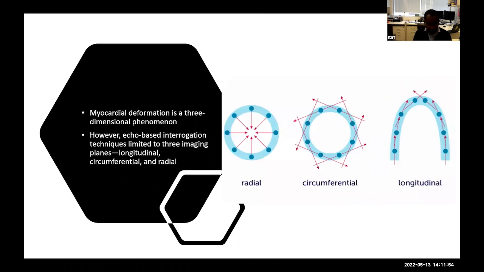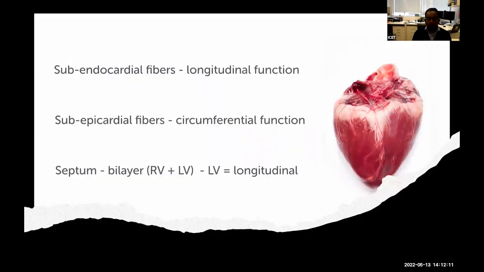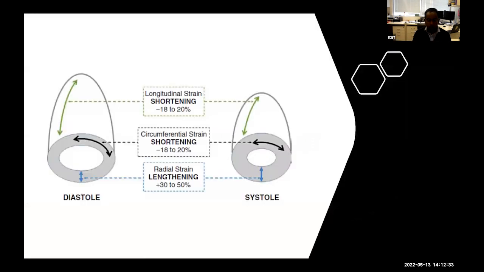Like I said, myocardial deformation is a three-dimensional phenomenon, and therefore echo has its limitations in how we can measure it. At the moment, we can predominantly measure it in radial, circumferential, and longitudinal fashion. Longitudinal measures the fibers in the subendocardial layer. Circumferential function predominantly looks at the subepicardial fibers of the heart. The septum, as you know, is a mix of both the RV and the LV, and therefore it's measured in a longitudinal fashion.